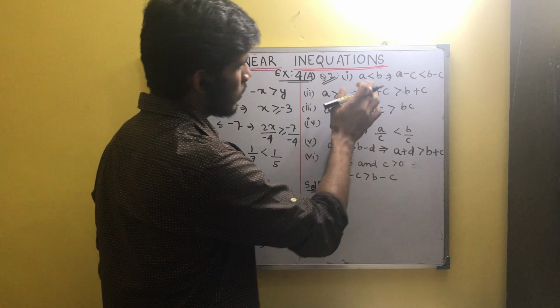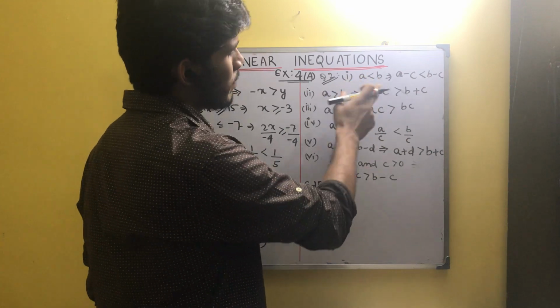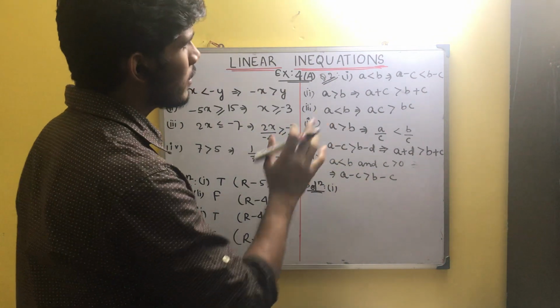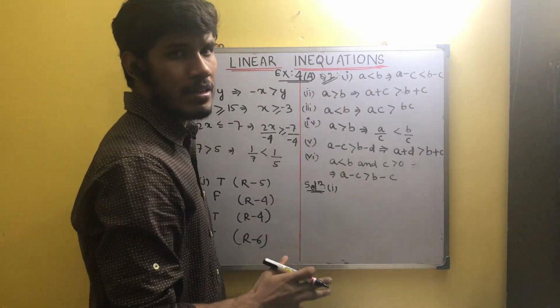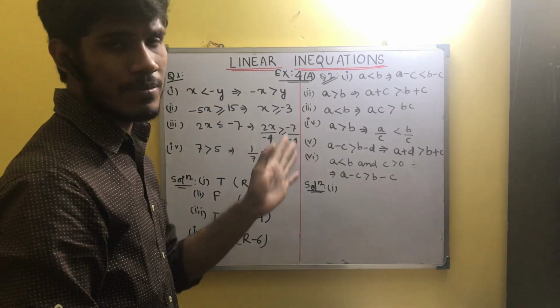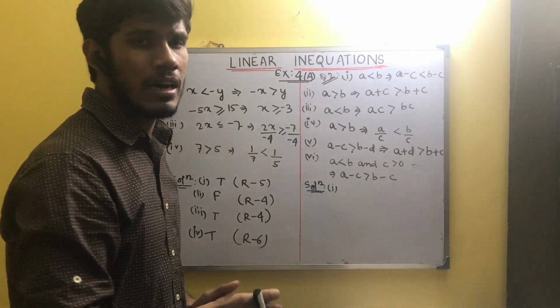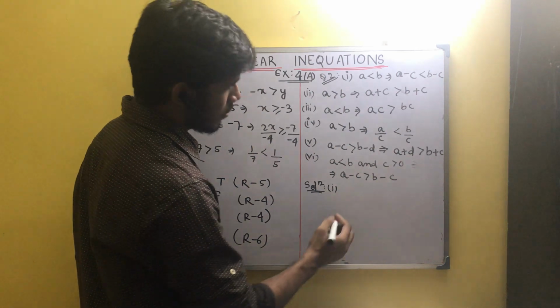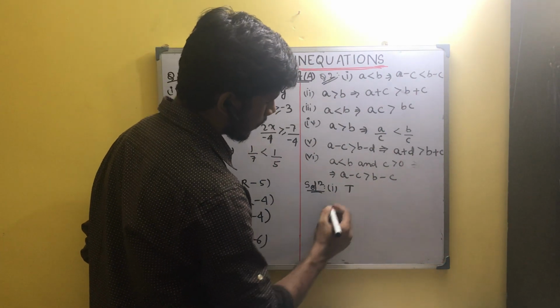For the first one, we can see a is less than b, that implies a minus c is less than b minus c. Obviously this is true. A was less than b, so if you subtract something from both sides, the inequality sign will not change, isn't it? So this first one is true.